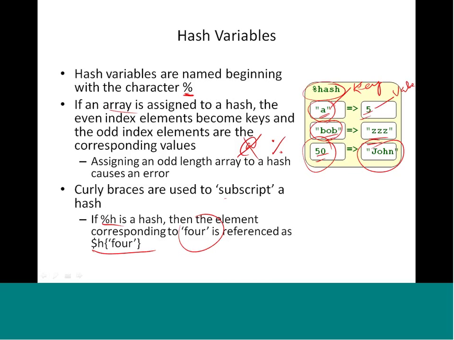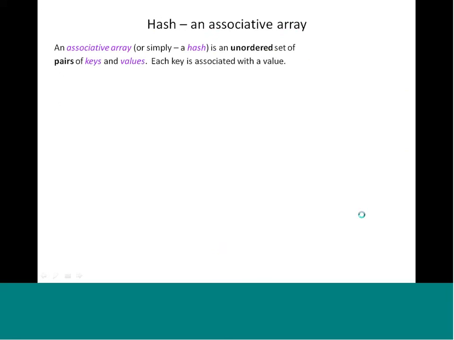Same thing with values: they can be just a number, a string, or any other data structure. So this is the key thing. We will see how we use this and how we insert into it. In a nutshell, it's an unordered set of pairs of keys and values, and each key needs to be associated with a value, otherwise it's an error.